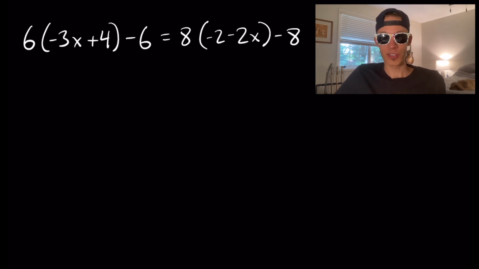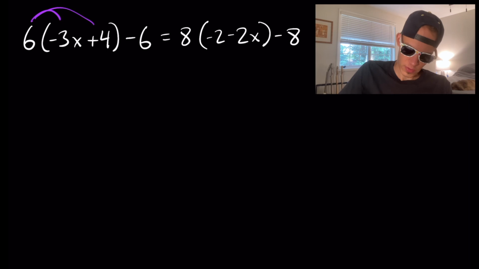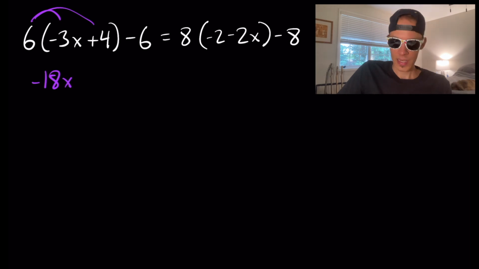One more, again, more distributive property. So once you see that, just go ahead and knock that out and then start simplifying. So I'll distribute the 6 in. 6 times negative 3x is going to be negative 18x. 6 times positive 4, 6 times 4 is plus 24.